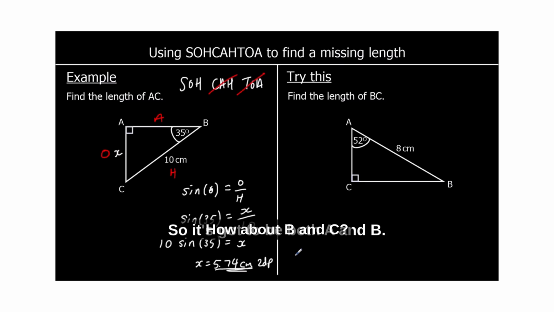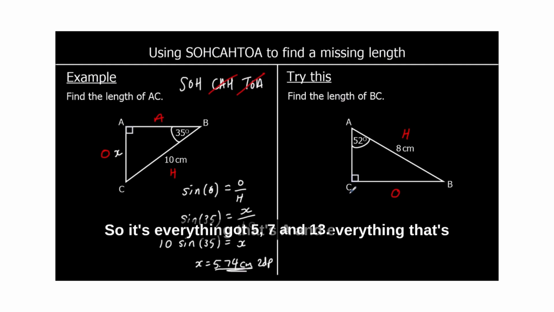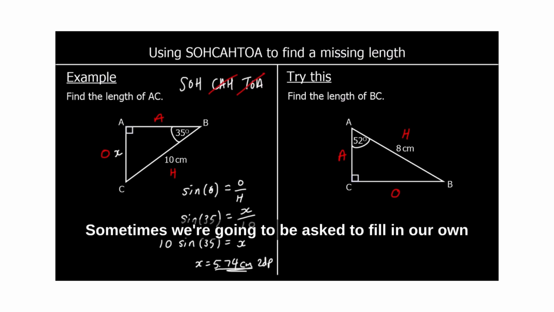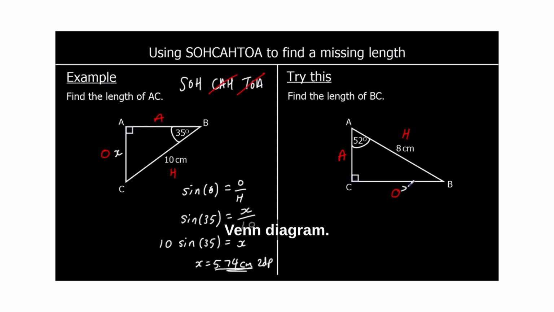So step 1, label the triangle. The longest side is the hypotenuse. Opposite the angle we're using, so we've got a 52-degree angle here, opposite it is called the opposite. And the one in between the angle and the right angle is called the adjacent. We're working out BC. I should have mentioned that. So we're working out the opposite.